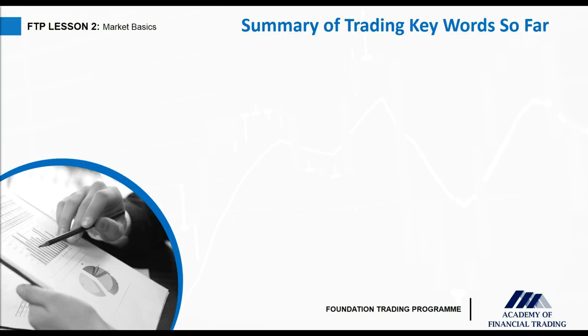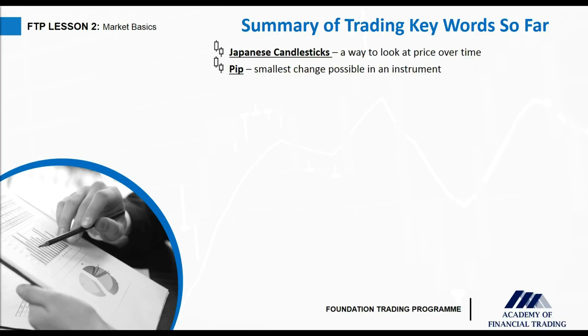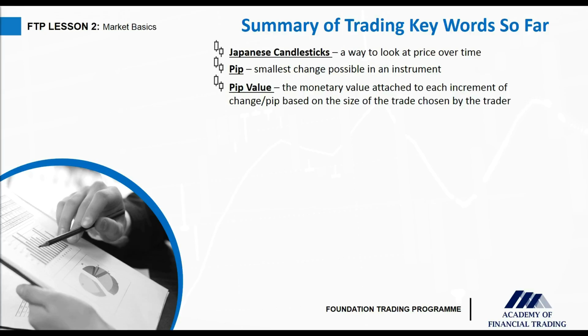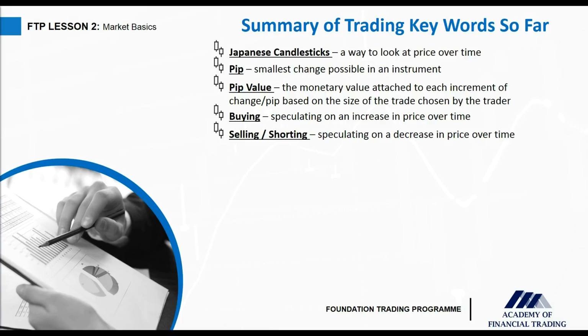So, the summary of the words we went through. Japanese candlestick: the way to look at price over time in a bar chart. Pip: smallest change possible in an instrument, so the smallest possible amount it can go up or down in a trade. Pip value: the monetary value attached to each increment of change that the pip has. This is obviously based on the size of the trade and on what you're trading. Buying: speculating on price going up. Remember, it's not actually buying, it's speculating on price going up. Selling or shorting is speculating on a decrease in price over time. Remember that buying can also be said as going long, selling is shorting. They're both just speculating on either up or down.